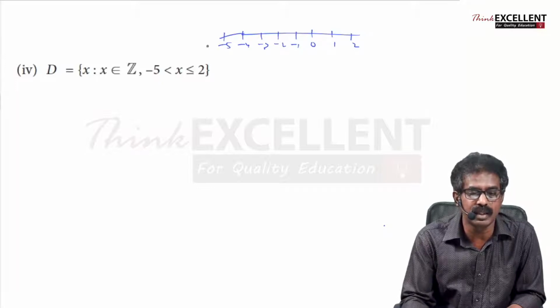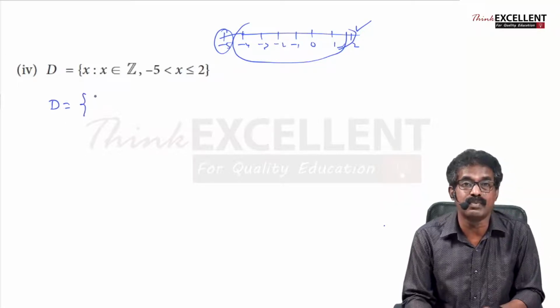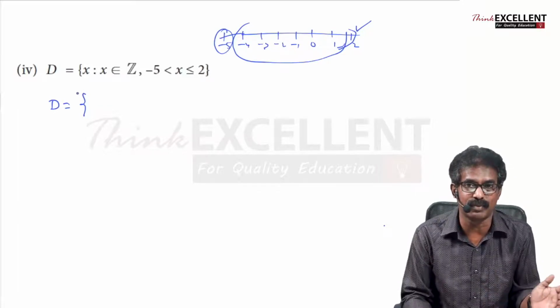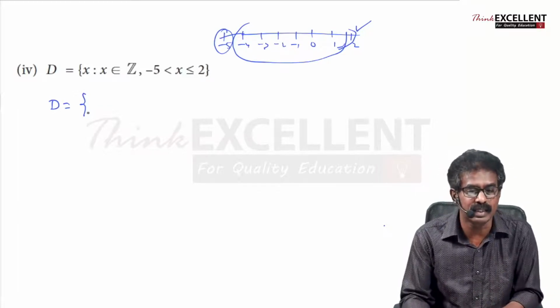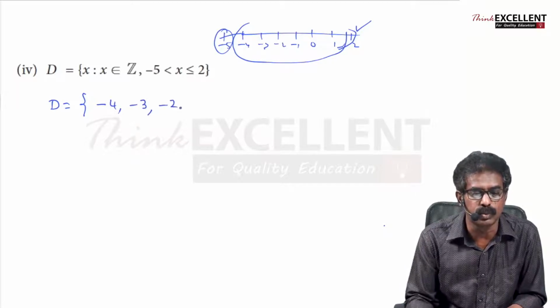So minus 5 is not included. 2 is included. So you have to write from minus 4 to 2 because 2 is also included, right? So D equal to, don't take minus 5. Next, after minus 5, it is not minus 6. That is the left side. We want the right side value. After minus 5, it is what? Minus 4, minus 3, minus 2, minus 1, 0, 1, 2.